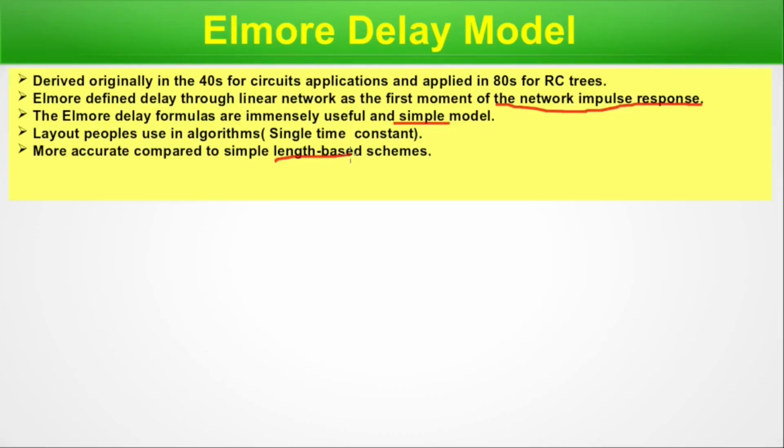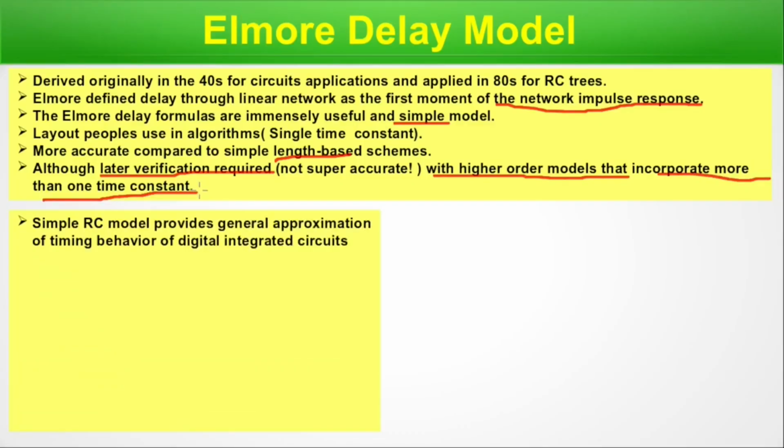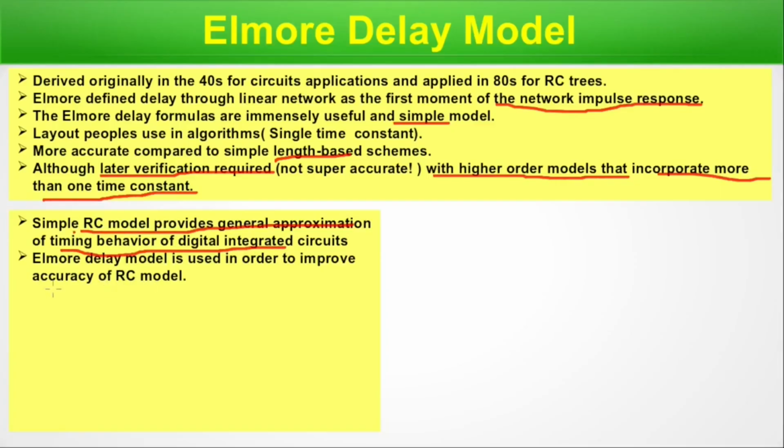Although it's not super accurate, it requires some later verification with higher order models that incorporate more than one time constant. A simple RC model provides a general approximation of the timing behavior of digital integrated circuits. The Elmore delay model is used in order to improve the accuracy of the RC model. We need to be as close as possible to the real-time scenario.